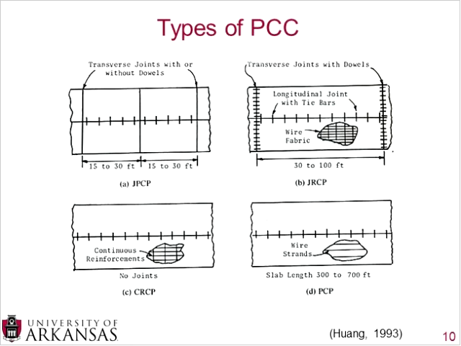Or to the right, in picture B, the jointed reinforced concrete pavement, you do have that wire fabric in there, that continuous reinforcement that gives it its name. You also have the transverse joints, and you can have those with or without dowels. The third option, number C, the continuous reinforced concrete pavement, you can see has no transverse joints but does have that continuous reinforcement. And then the PCP, the pre-stressed concrete pavement, has wire strands in it in order to give it that pre-stressed ability.